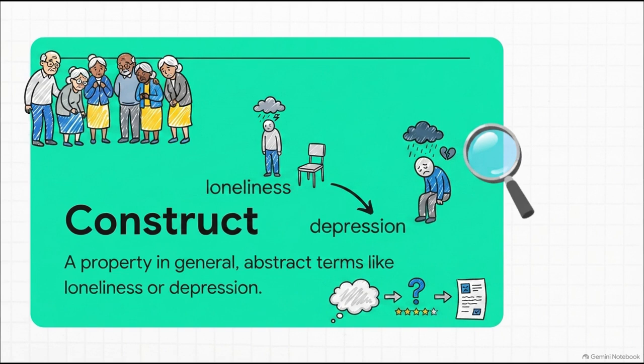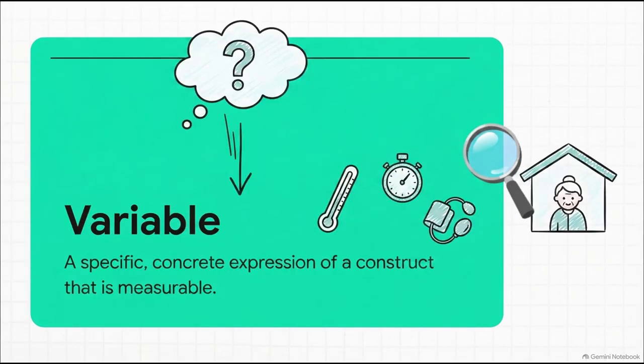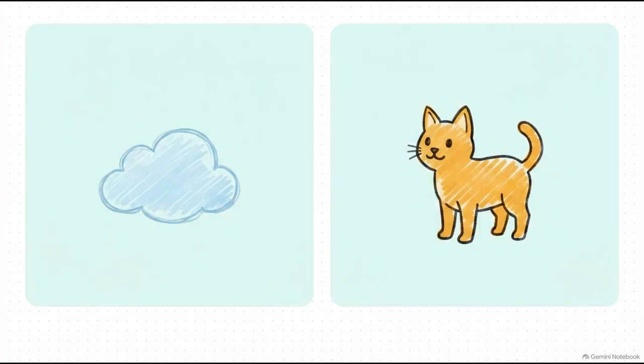Loneliness and depression are our constructs here, but because they're just abstract ideas, they could be expressed in 1,000 different ways. And that is exactly why researchers have to operationalize those abstract constructs into something real. They turn them into variables. A variable is a specific, concrete expression of that construct that you can actually measure or manipulate. You bring the idea out of the clouds and into the real world, or in our case, into the nursing home. Think about the contrast here.